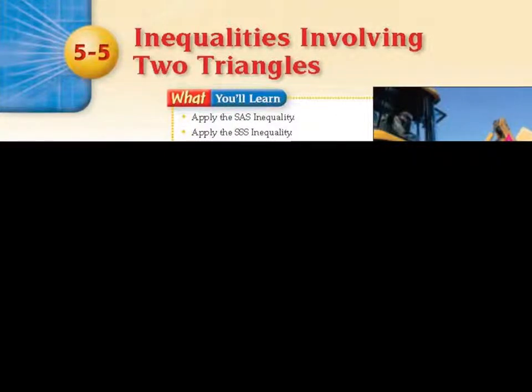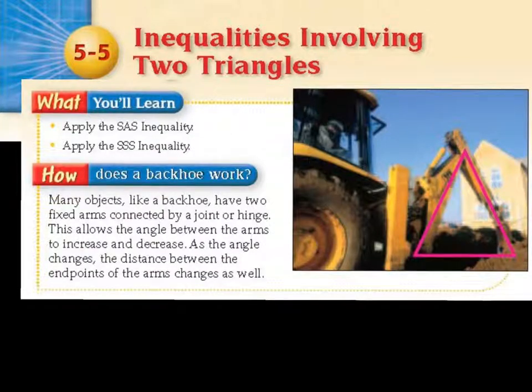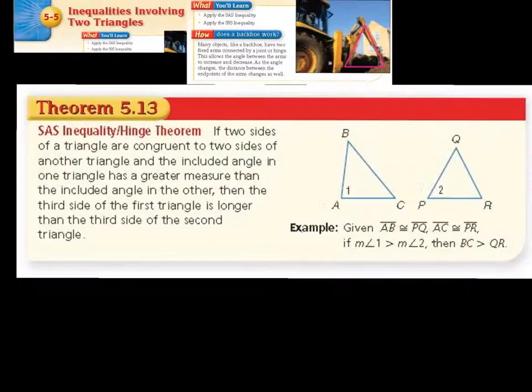The topic for Lesson 5.5 is inequalities involving two triangles. We'll learn how to apply the side-angle-side inequality and the side inequality. Many objects, like a backhoe, have two fixed arms connected by a joint or hinge. This allows the angle between the arms to increase and decrease.